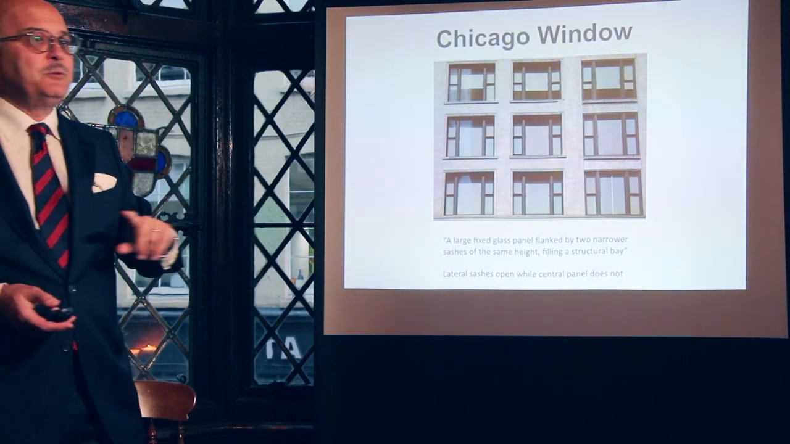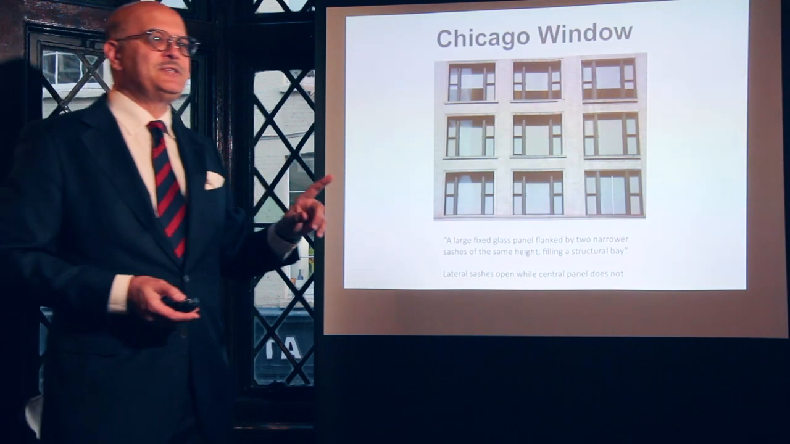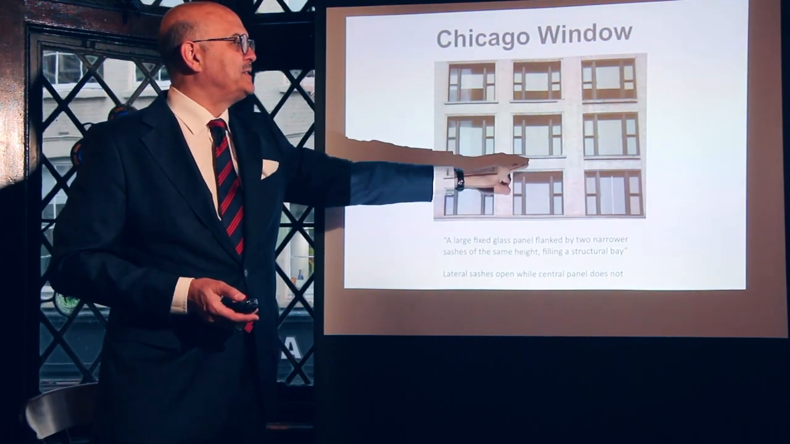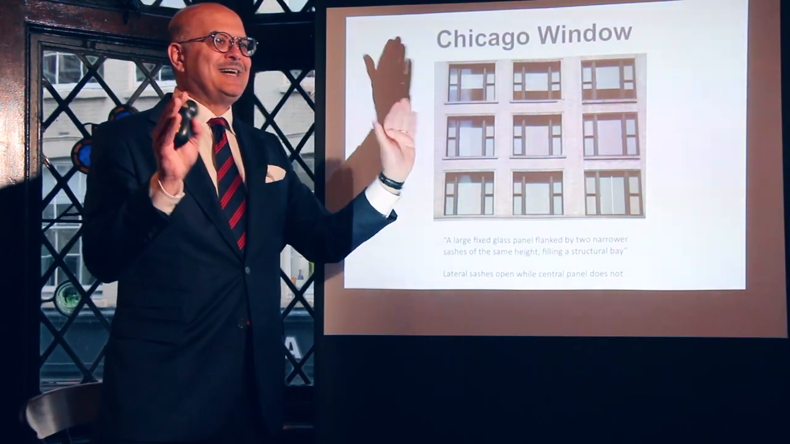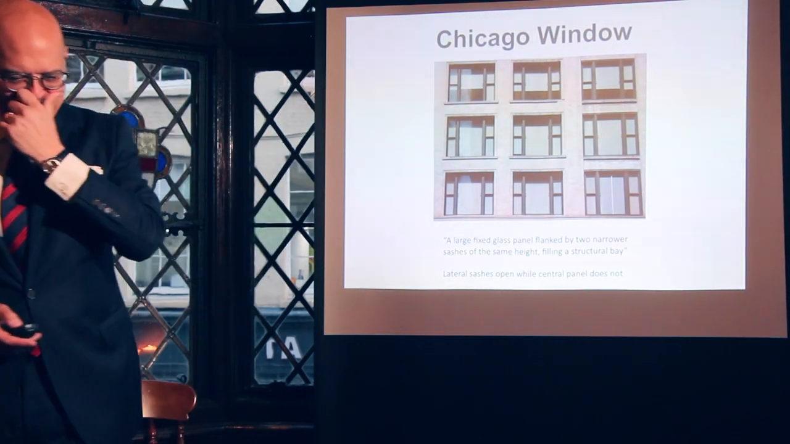I mentioned the Chicago window before. You've seen every dorm room and crappy 1970s office. They'll have a window like that. It's fixed in the middle and two smaller windows on the side that might open. That's a Chicago window. It's their fault. They invented it. So it's the Chicago window.